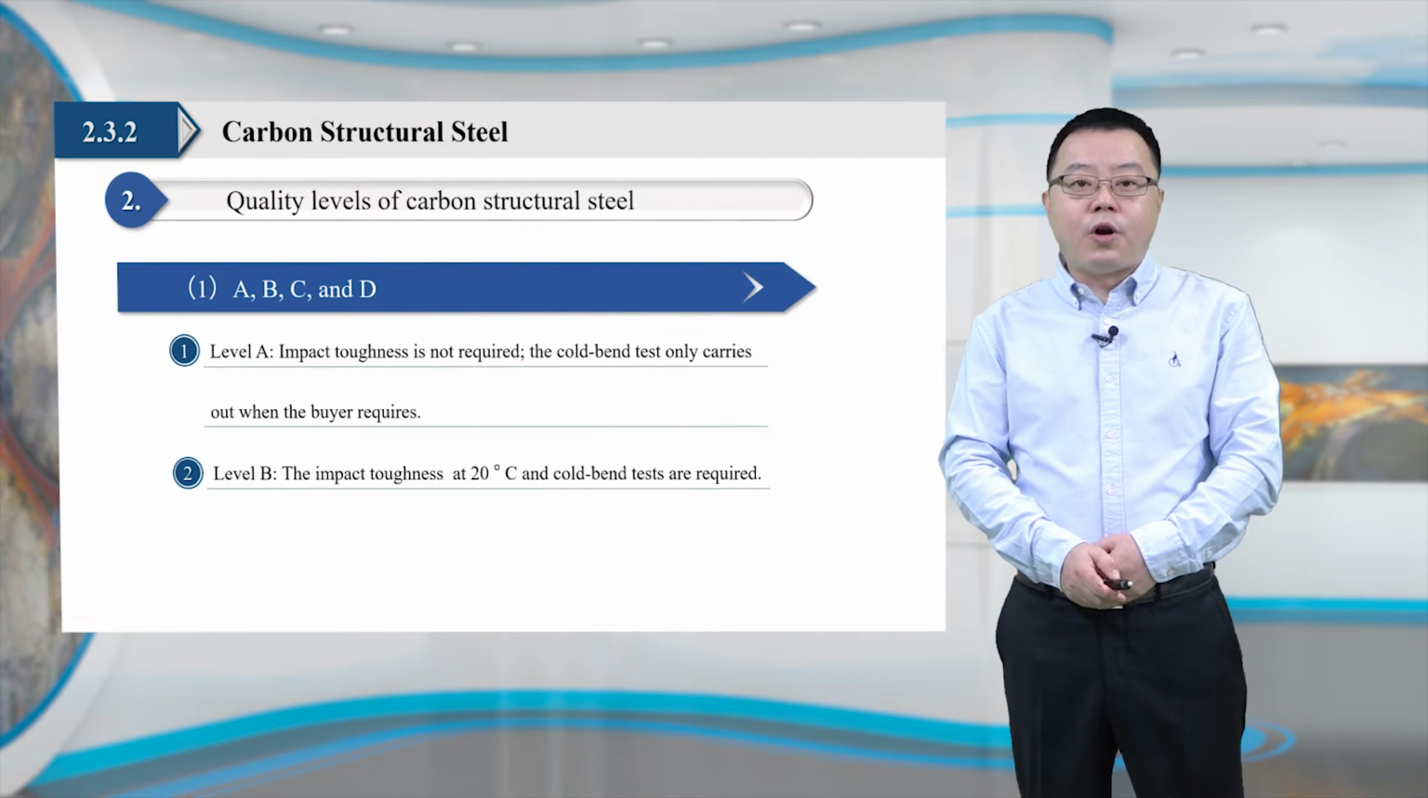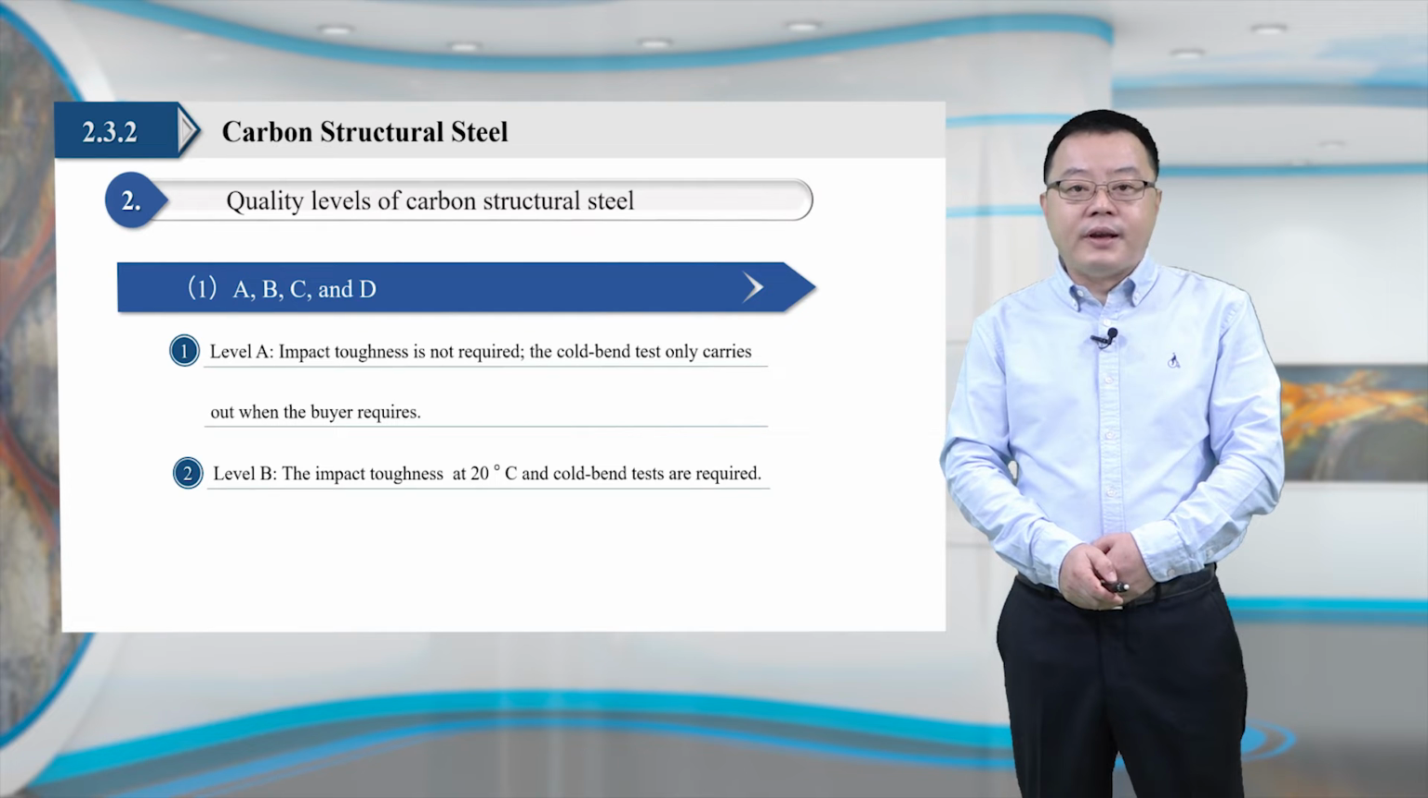There are a total of 4 quality levels of carbon structure steel: A, B, C, and D. Level A does not require the impact toughness. The cold bend test is only carried out when required by the buyer.